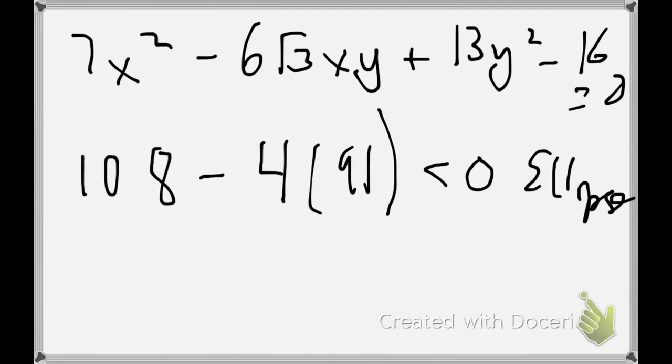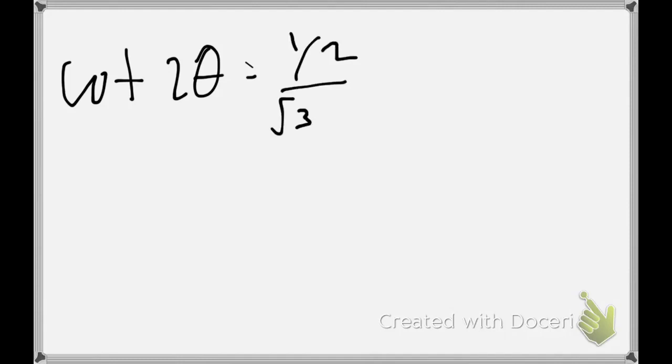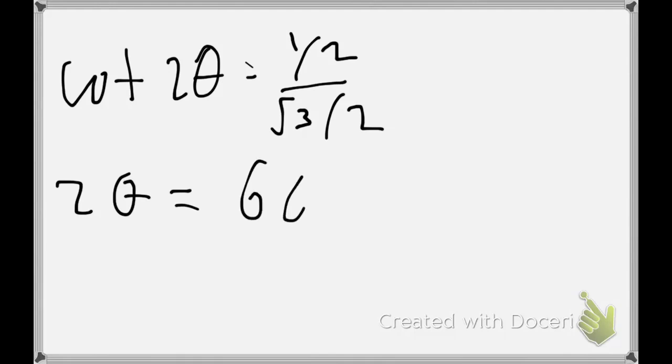Okay, then we have to find our angle. So cotangent 2 theta is equal to a minus c over b. We just plug a minus c over b into the formula, and we get 1/2 over root 3 over 2. And again, cotangent is cosine 2 theta over sine 2 theta, and that means 2 theta is equal to 60 degrees, and theta is equal to 30 degrees. So the primed axes are tilted 30 degrees.